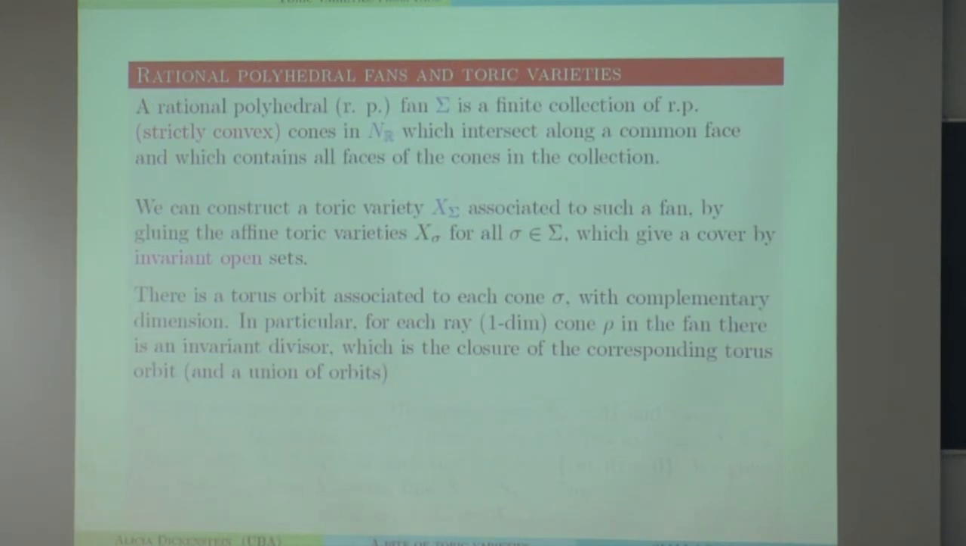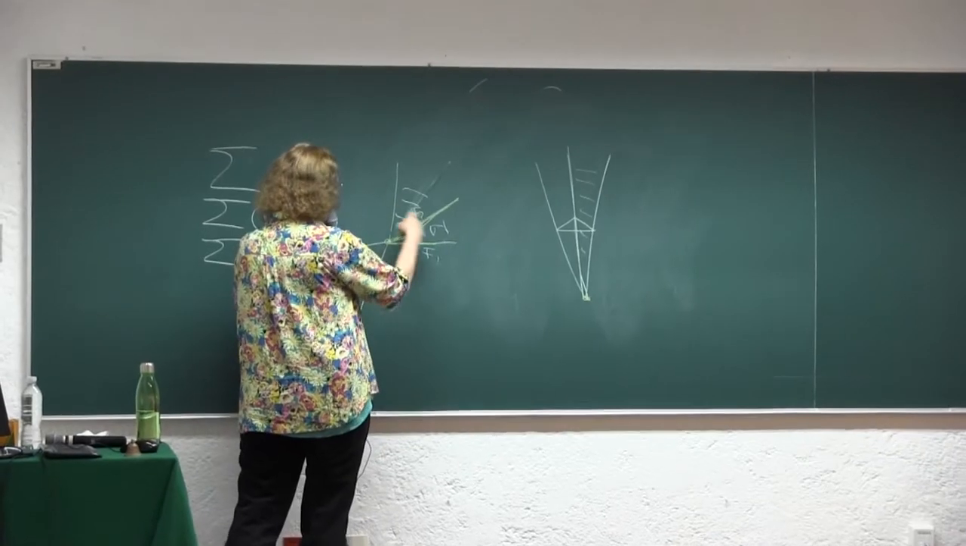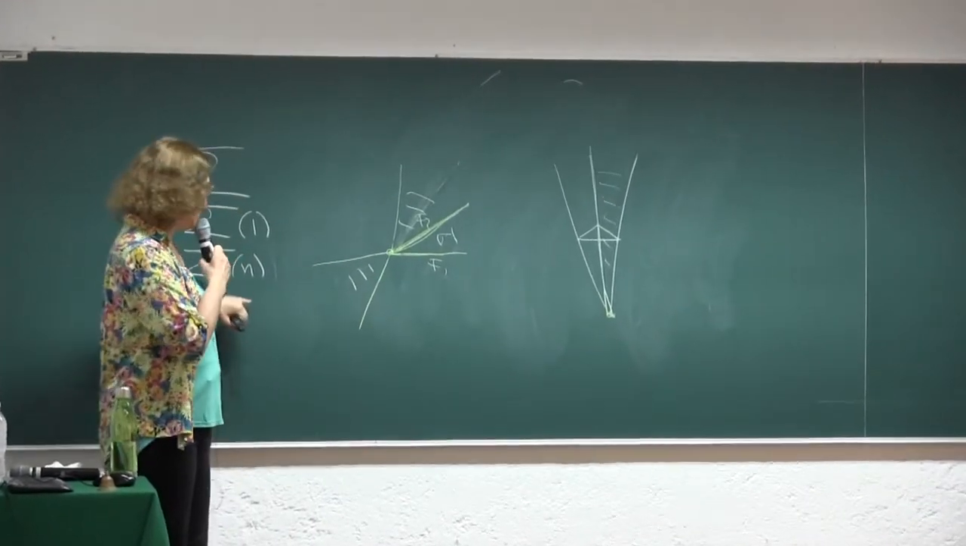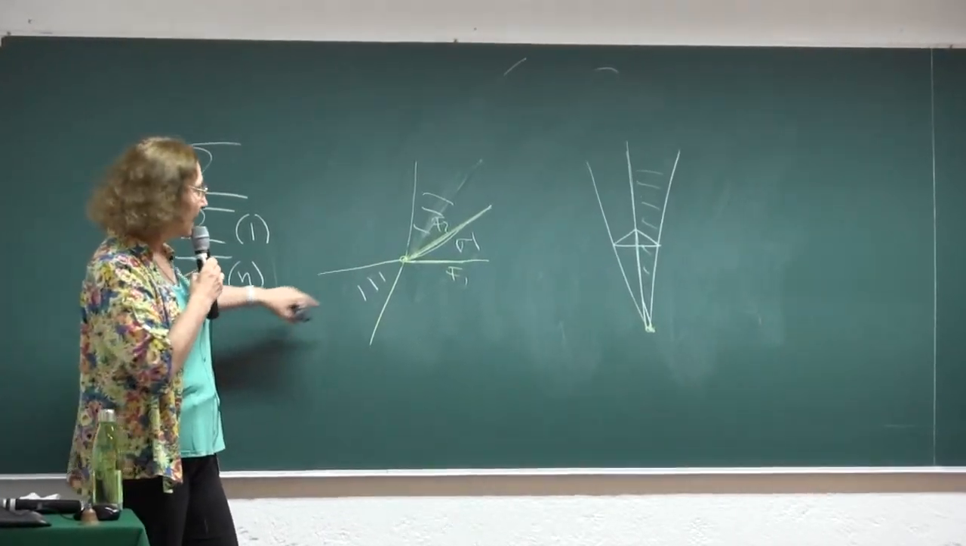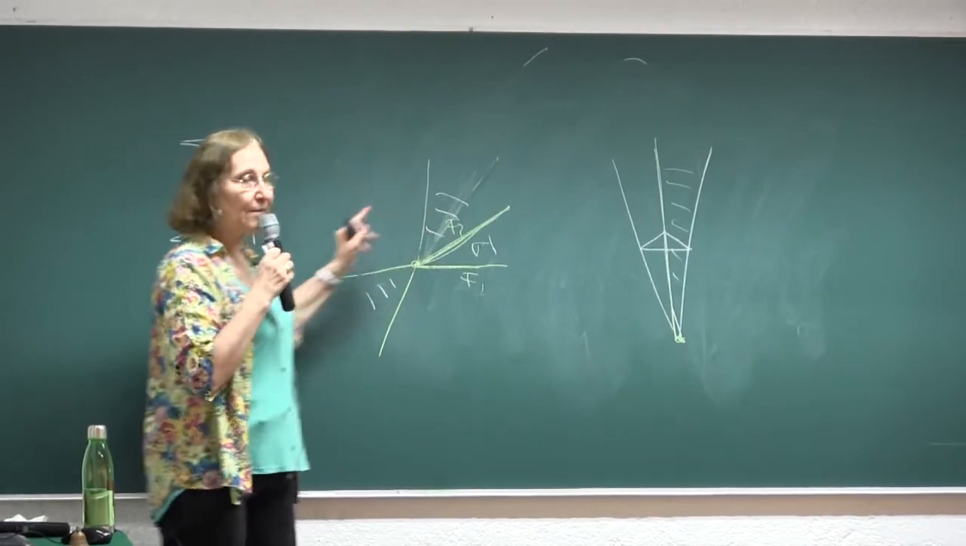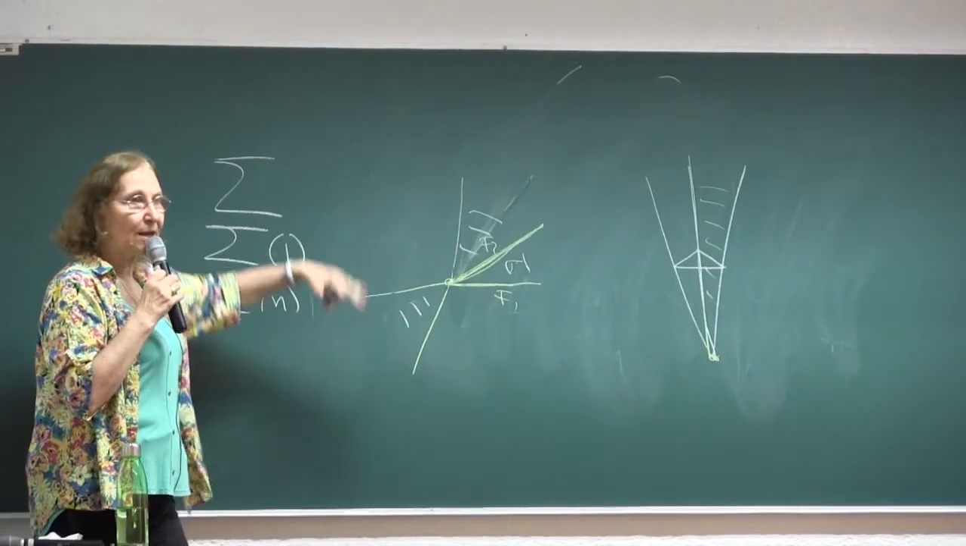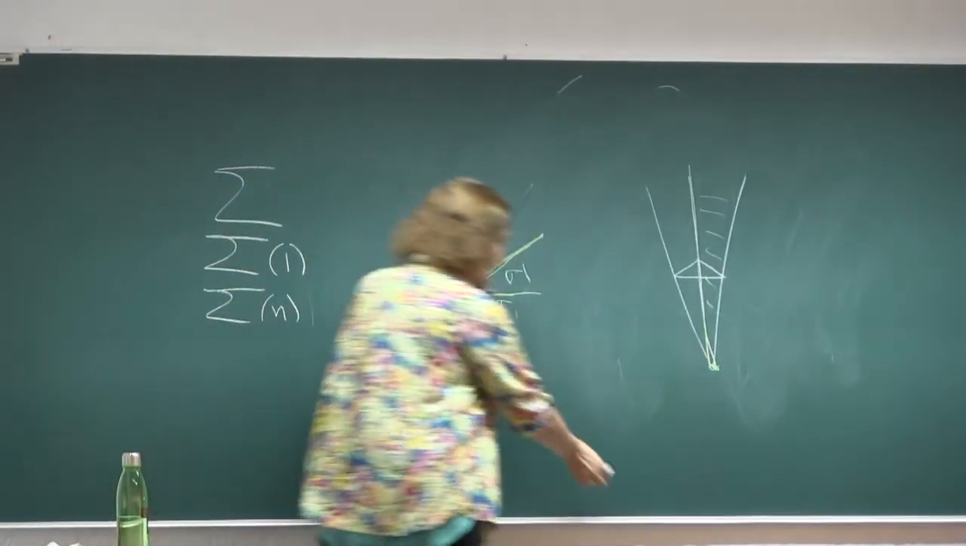So this sigma is our fan, our collection of cones. Sometimes I will write this: this will be the one-dimensional cones in the fan, the rays. And sometimes I will write this: these are the full-dimensional cones. So for instance, here in this picture, I have three full-dimensional cones. This would be here. And I have one, two, three, four, five elements here. And sigma is the whole collection. Okay.